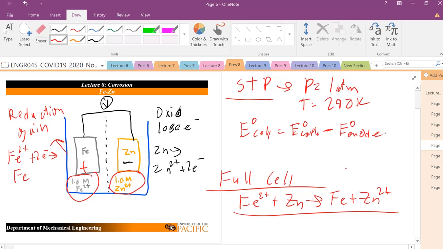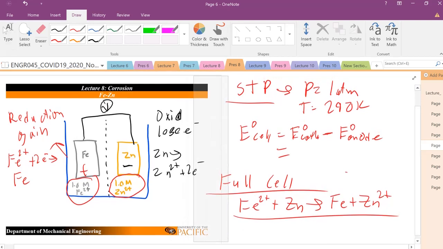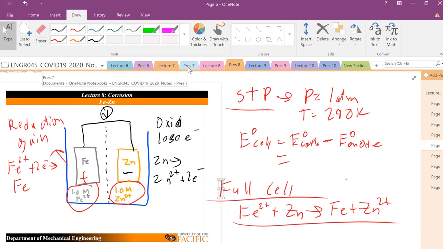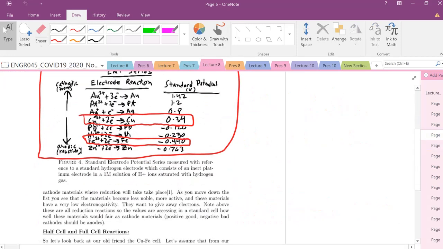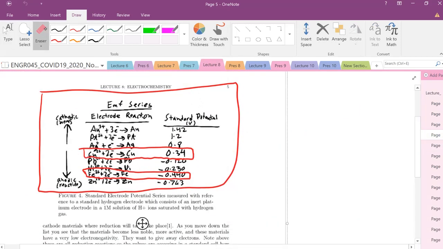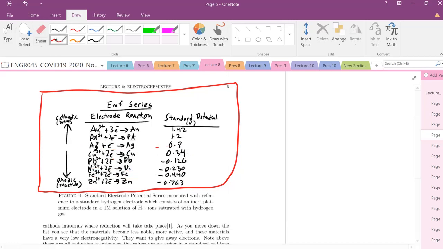So let's go back. We know what is going to be our half cell reaction for our cathode material. Our cathode material is iron, so let's look that back up. We can use this table only when we're at standard temperature and pressure conditions. Our cathode material is iron, right here. Our anode material is zinc. So we're going to do minus 0.440 minus minus, so basically a plus.